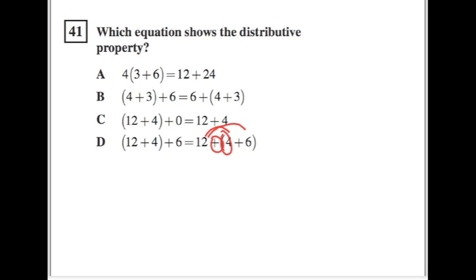Same thing with B. No numbers are touching the parenthesis directly until we get here to A, where as you can see right here, we have 4 touching the parenthesis directly. That is a very, very good sign that you will have distributive property. So let's figure it out. If we have 4 jumping over to break 3 out, that's going to give us 12. And then 4 times positive 6 is going to give us positive 24. So our answer is A. It's a very good representation of what distributive property is.